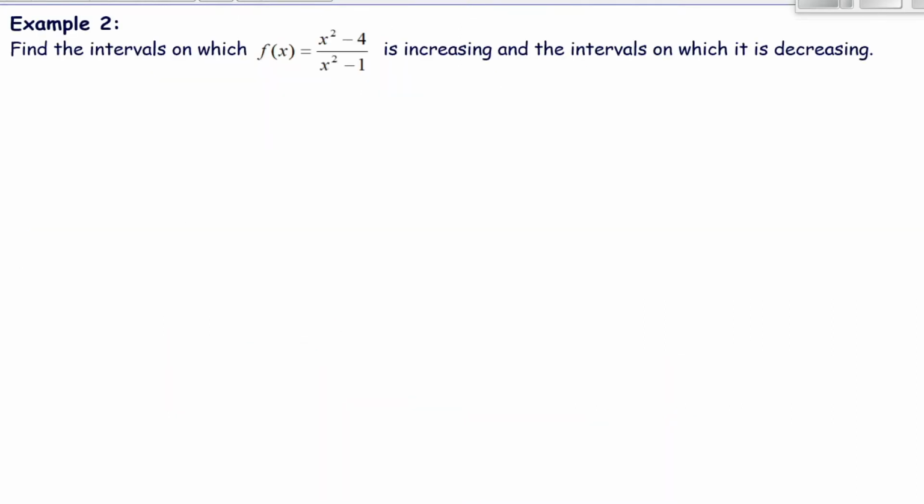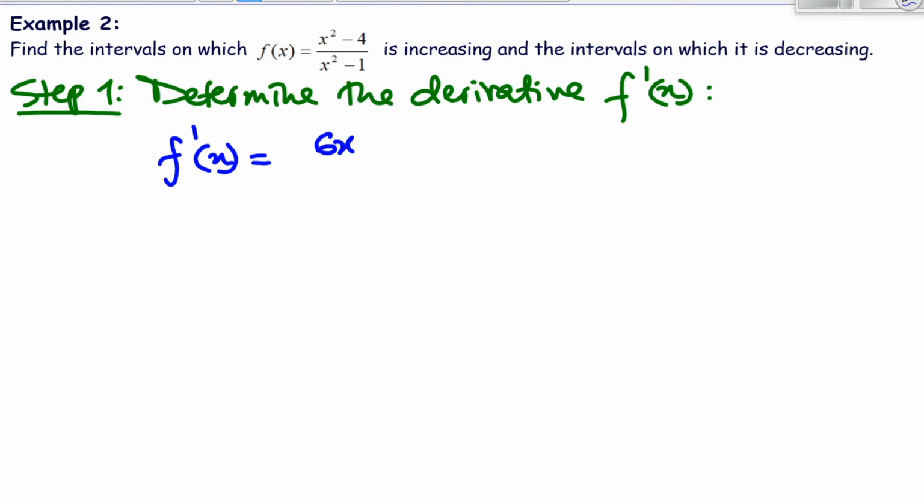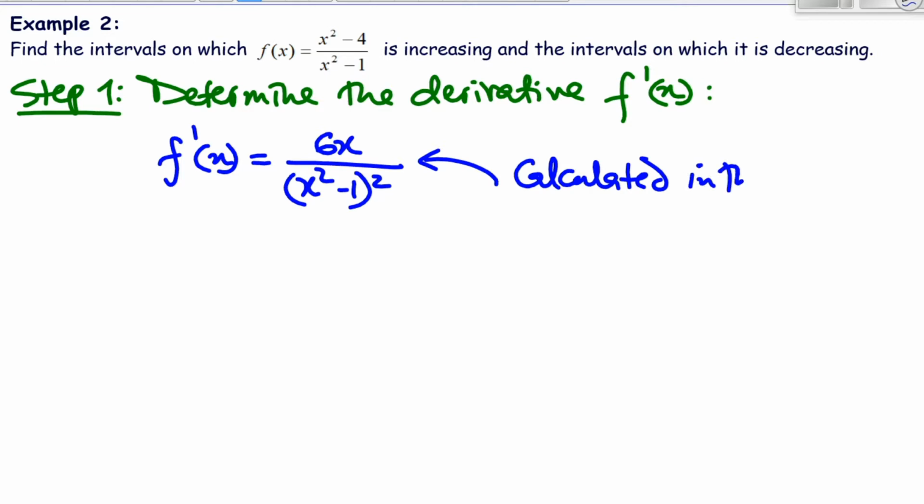All right, let's look at example 2. Find the intervals on which this function is increasing and the intervals on which it's decreasing. So step 1, just like what we did previously, is to determine the derivative. Now we have already done this in the previous video, and our first derivative was 6x over (x squared minus 1) squared. So this was calculated in the previous video.